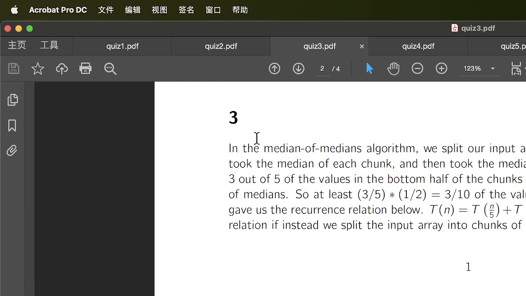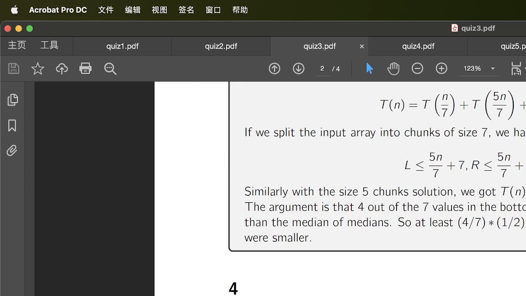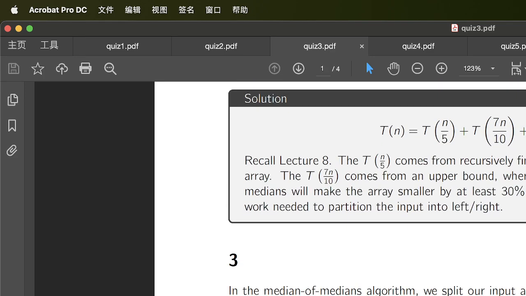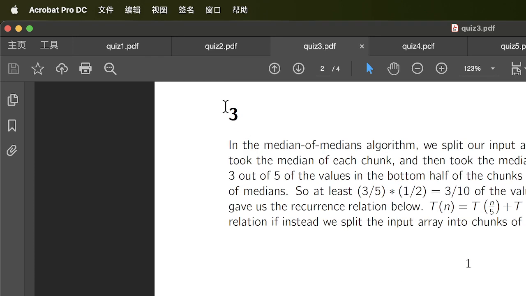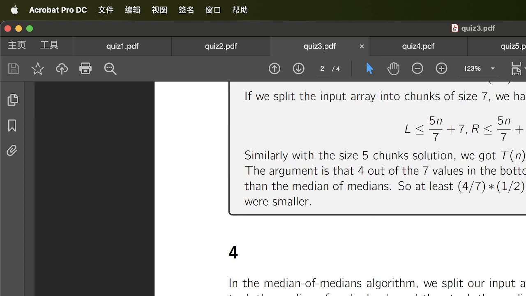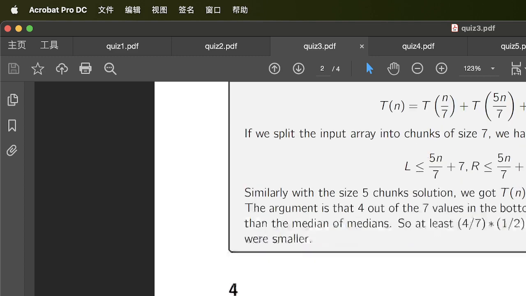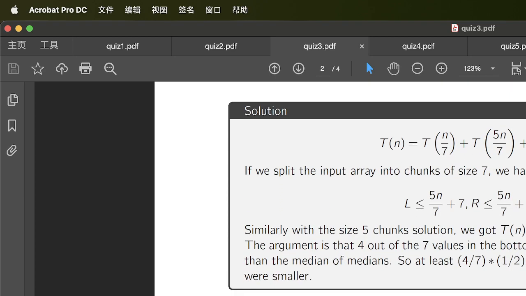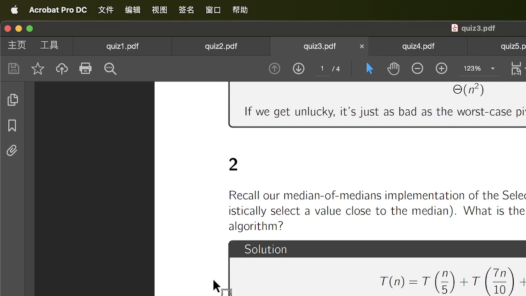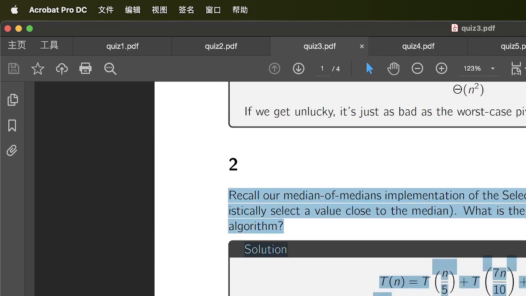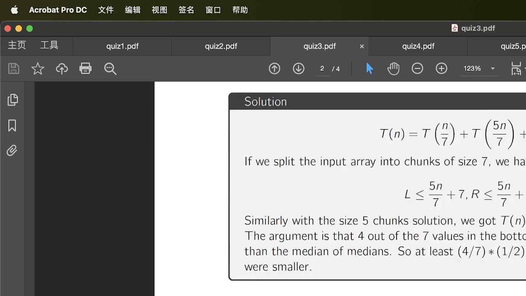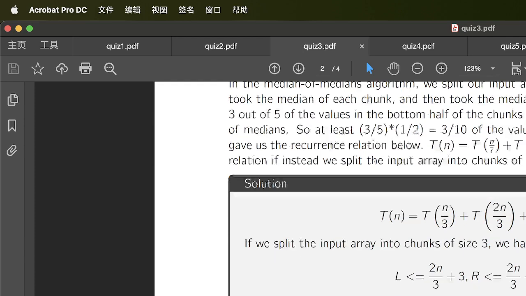And number 3 and number 4 are very similar to this number 2 question. The only difference is that in question number 3, we use a chunk of size 7 instead of 5, and in this one we use a chunk of size 3 instead of 5. So they are very similar. I believe you can get those two if you totally understand this part. Okay, this is the original and maybe more classical part. Just recall the lecture.